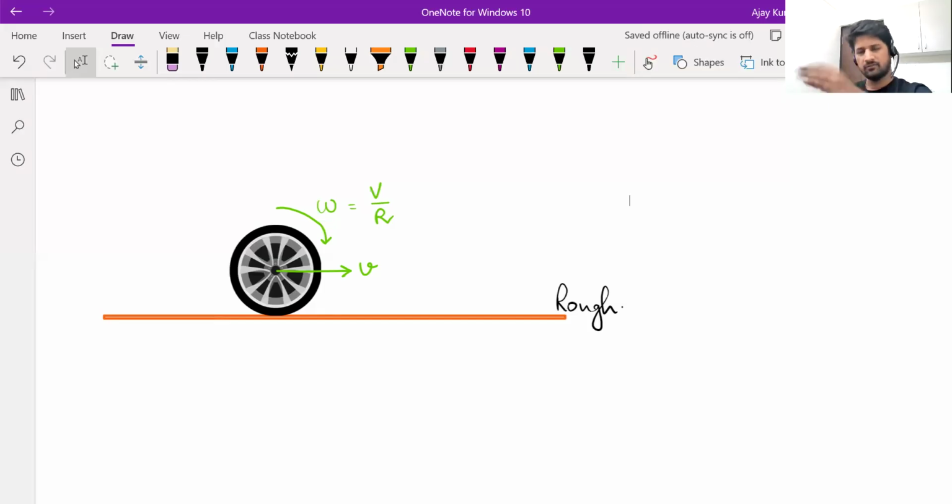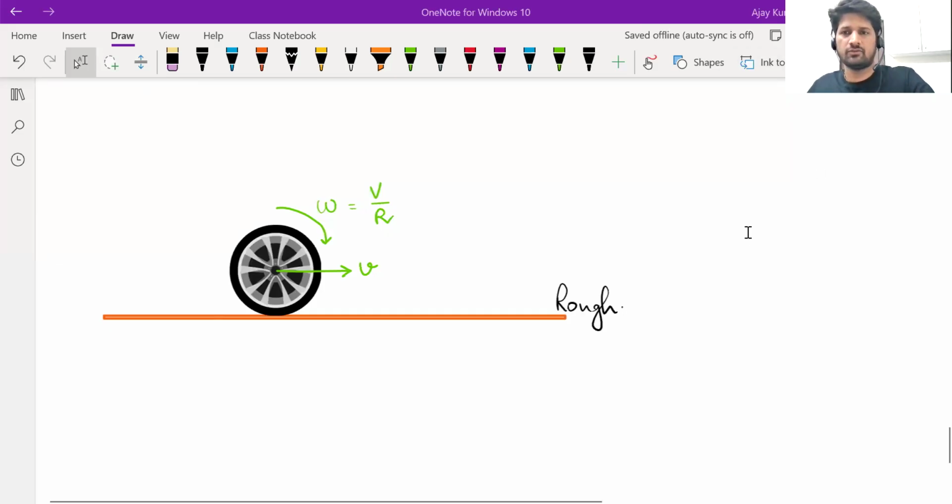V and R omega are equal. Surface is horizontal, rough. Should friction act or not? If yes, in which direction? What do you think? Should friction act or not?